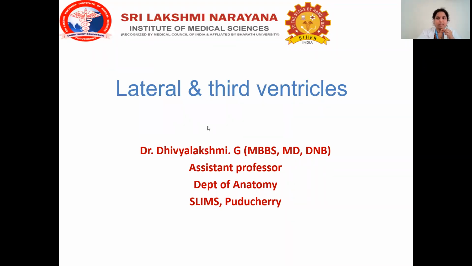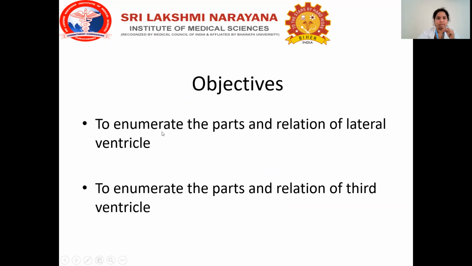Today, we are going to see about lateral ventricle and third ventricles. The objectives of today's session is students at the end of the session should be able to enumerate the parts and the relations of both lateral ventricle and third ventricle.